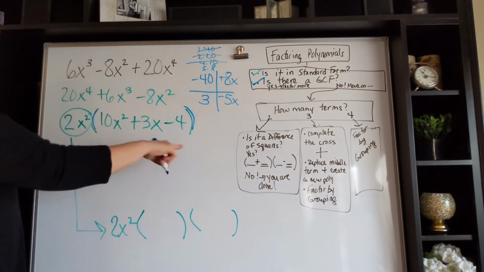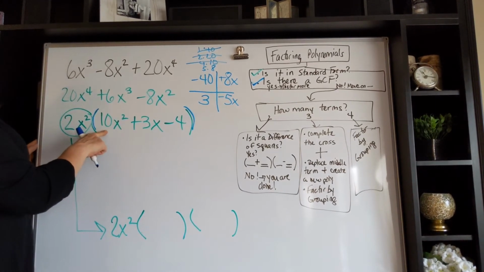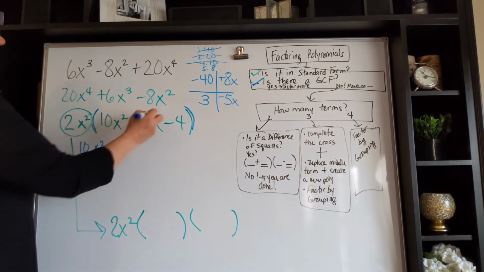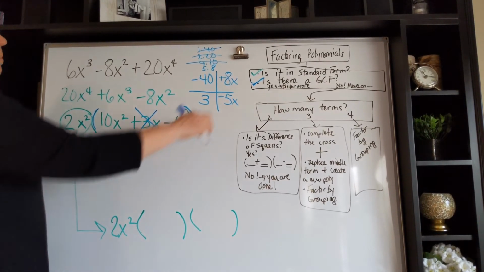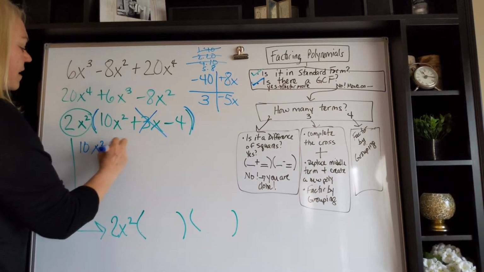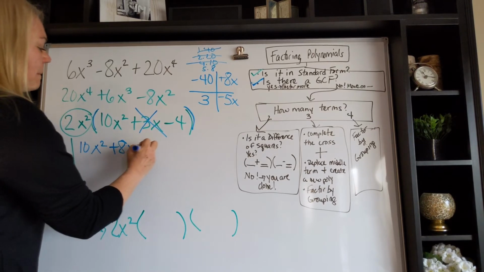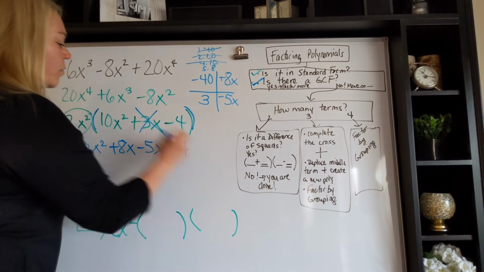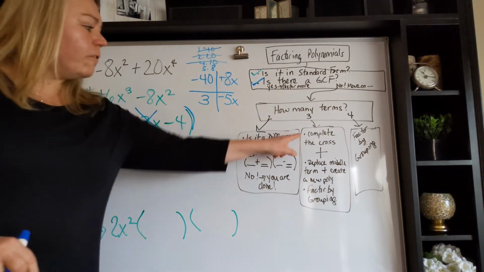So I'm going to rewrite my polynomial now. The first term stays as it is, 10x squared. It's the middle term that I'm getting rid of, and I'm replacing it with 8 minus 5, which is the same thing as 3. So plus 8x minus 5x, and my last term stays exactly the same, minus 4. Great, I've done the first 2 steps here.